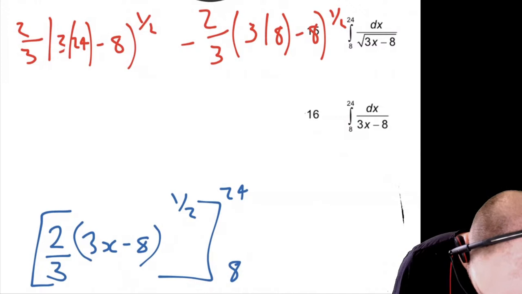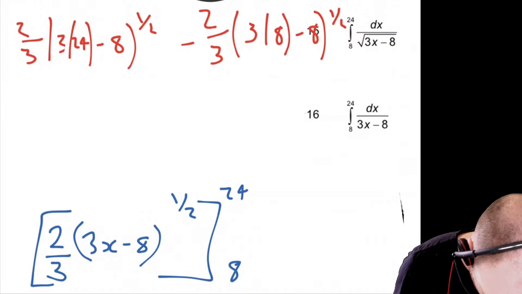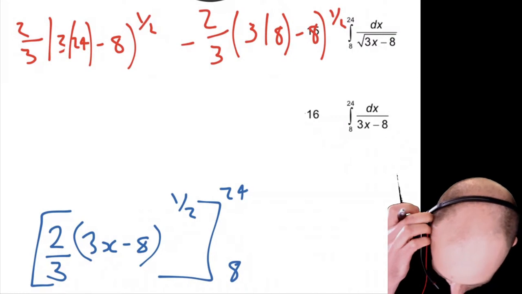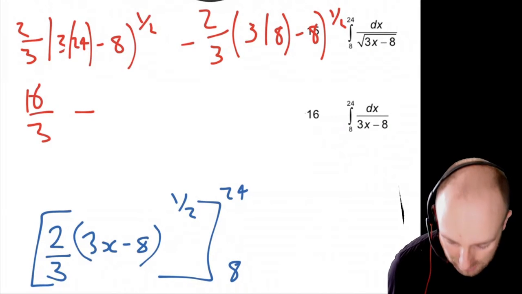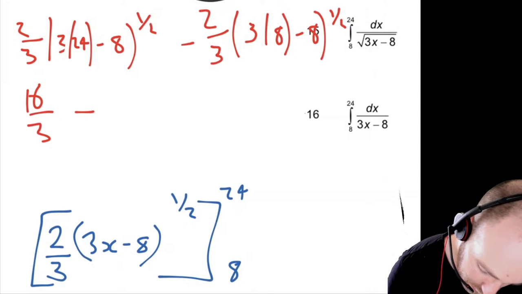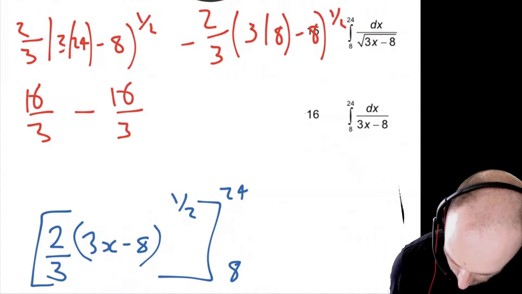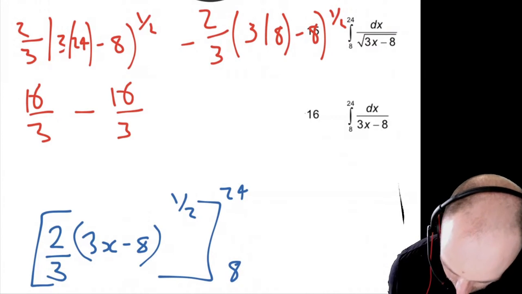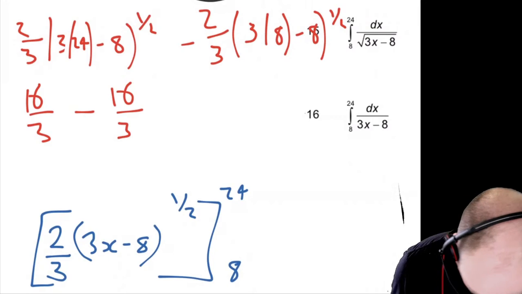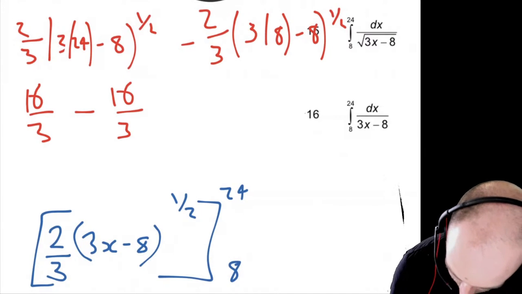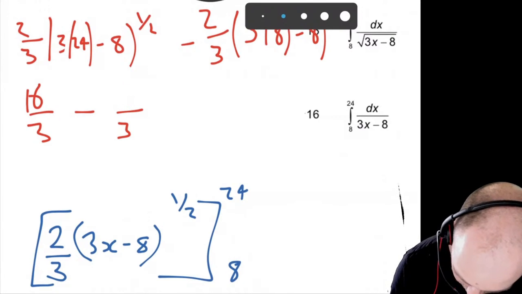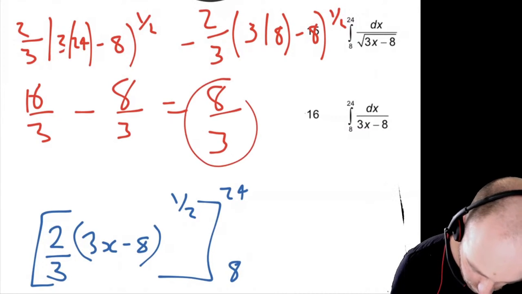So, you've got 3 times 24 take 8, and we're square rooting all of that. So that's root 64, which is indeed 8. 8 times 2 over 3 is going to be 16 over 3. Take away 3 times 8 take 8, which is 16. Root 16 is 4, times 2 is 16. Ah, that cannot be right. What am I talking about? When I times it by 2, 4 times 2 is 8, not 16. So we get 8 over 3 for the first one.